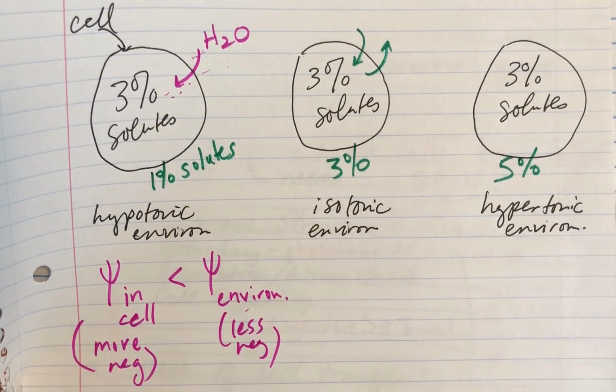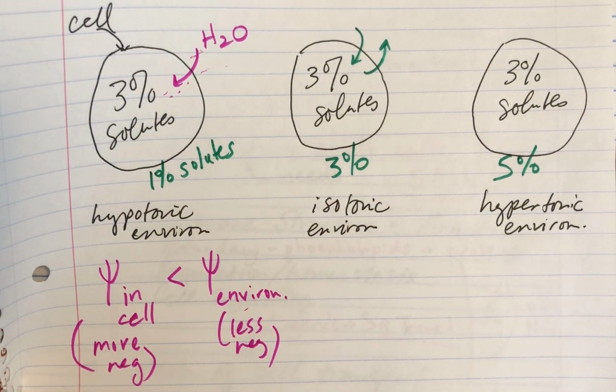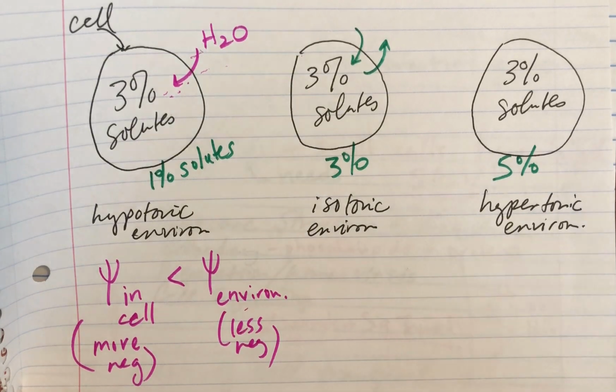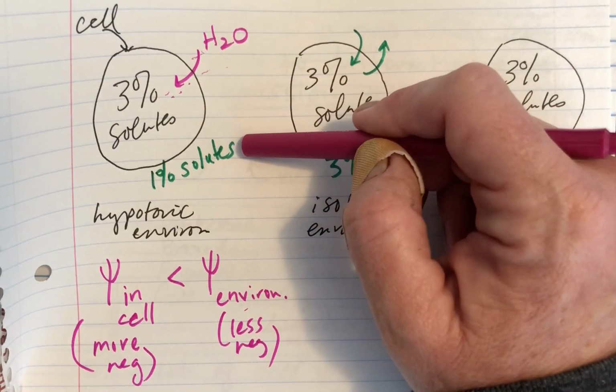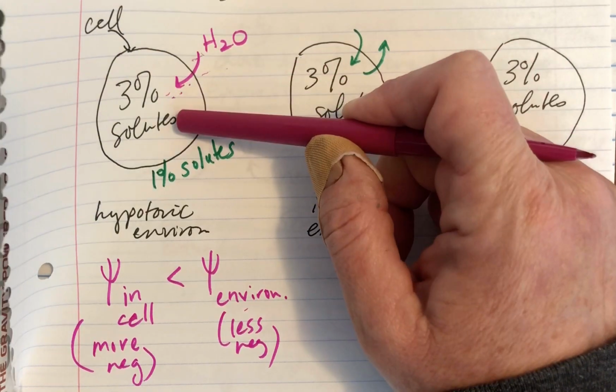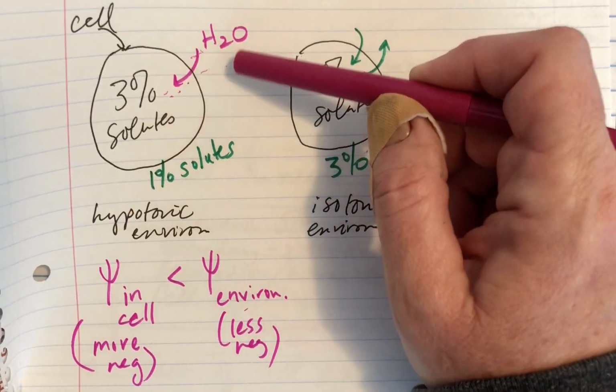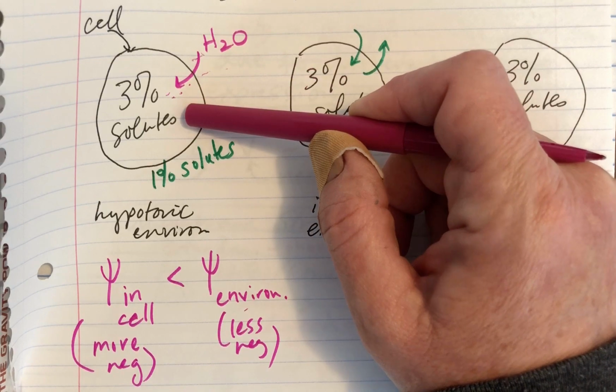because the water potential of pure water, folks, is always 0. So you never have positive water potential, only negative water potentials. Pure water is going to be 0. This is not pure water, it's 1% solutes. This is not pure water, of course, 3% solutes. More water on the outside is going to come in.